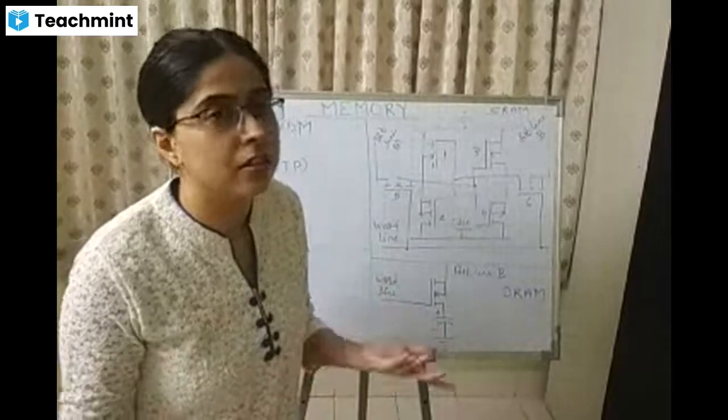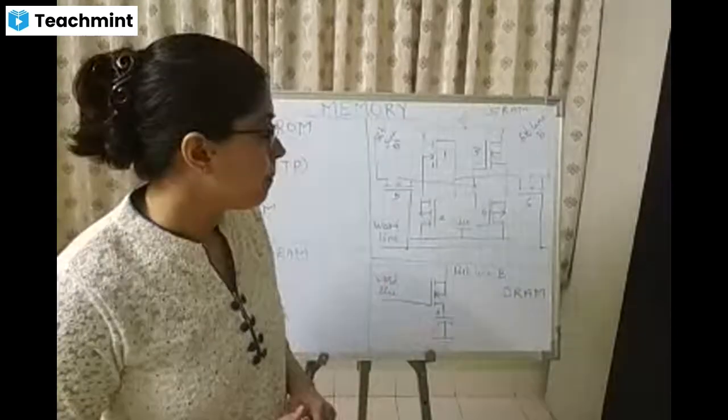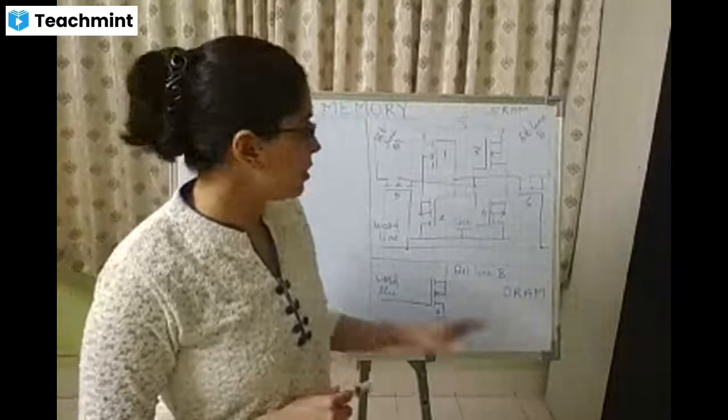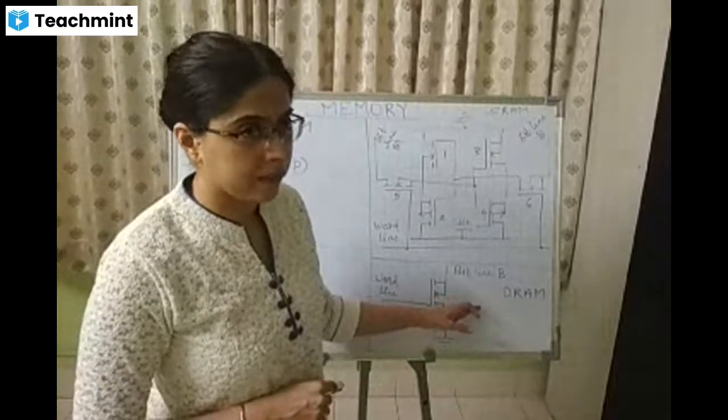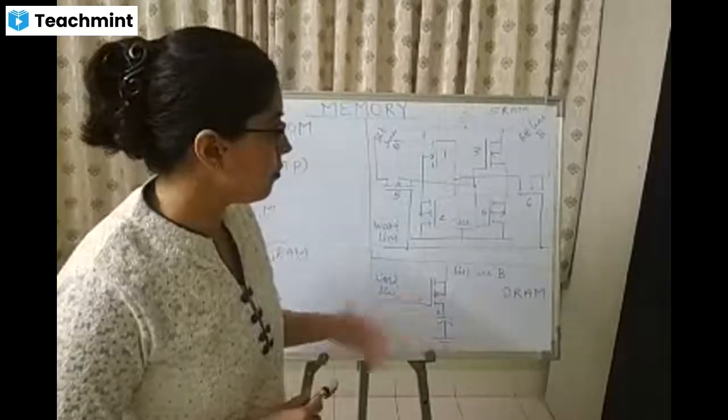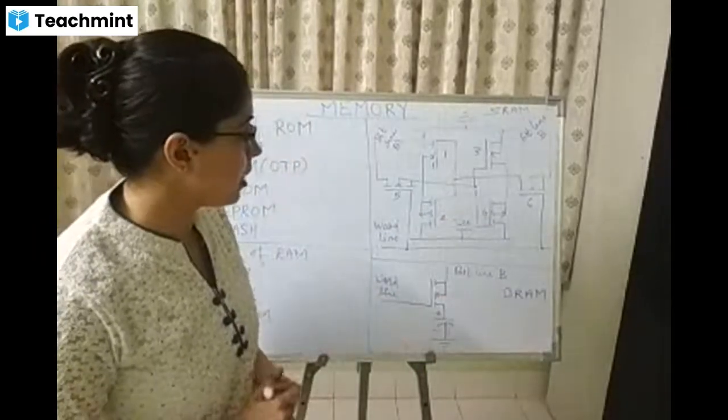It is generally 60 nanoseconds, and the cost is less. The cost of dynamic RAM is less, but the capacity is high. So this is the difference between the static RAM and the dynamic RAM.